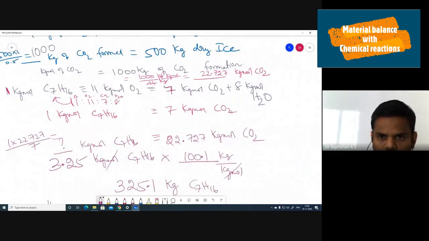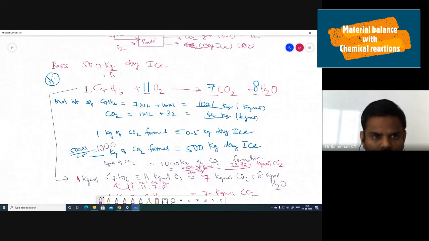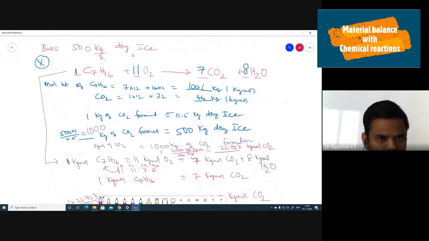So what is given in the question is: to produce 500 kg of dry ice, what must be the kg of heptane that should be used? So heptane is entering, oxygen is entering, and it is given that only 50% of CO2 can be converted into dry ice. So what we want is 500 kg of dry ice.